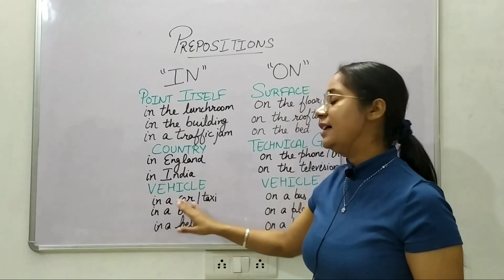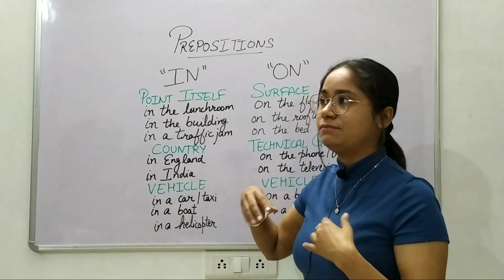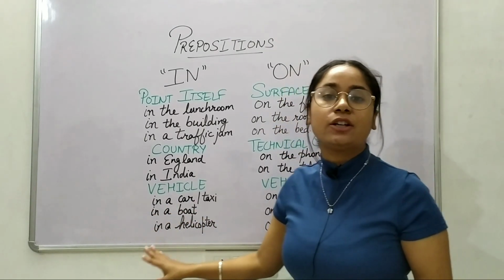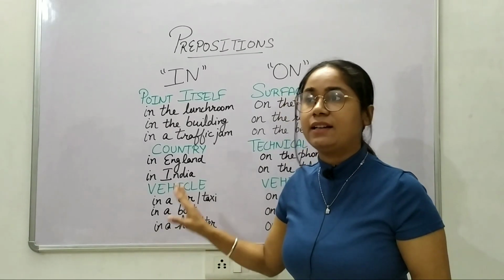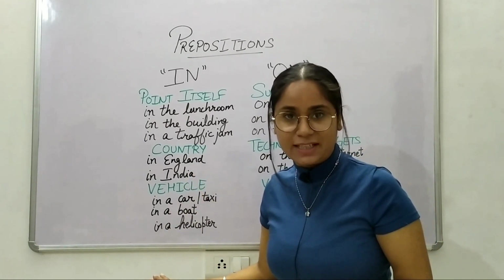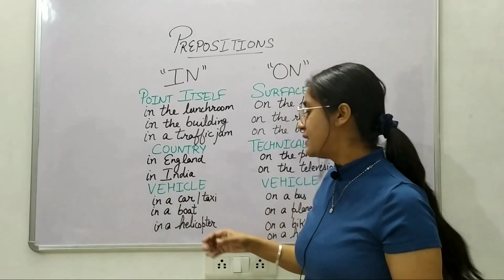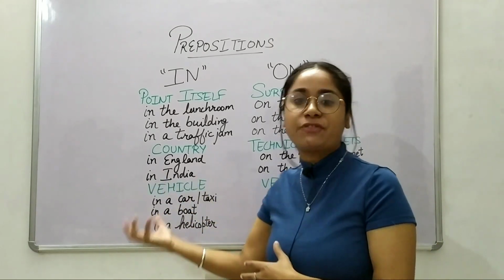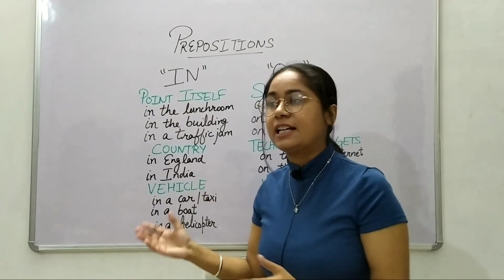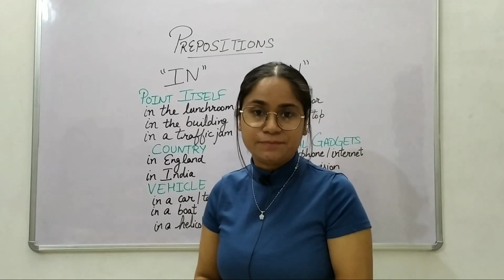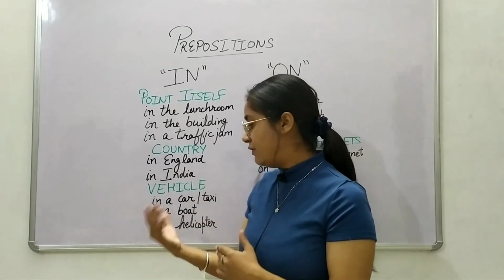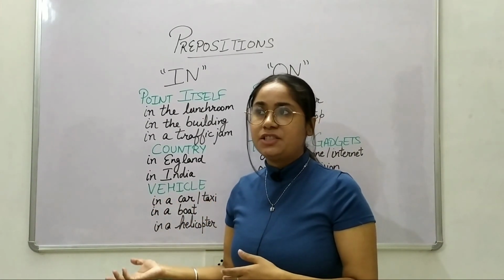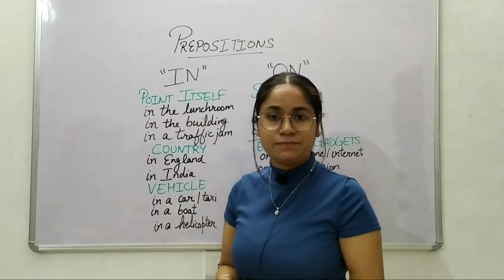Okay. For instance, in a car, we cannot move really freely. In a boat, okay, in a boat. In a helicopter, we also have to sit down and wear our seat belts, right? Just like the car. That means in these kinds of vehicles we use in. That means I have been traveling in a car. I have been traveling in a helicopter. Okay. Shama is traveling in a boat.